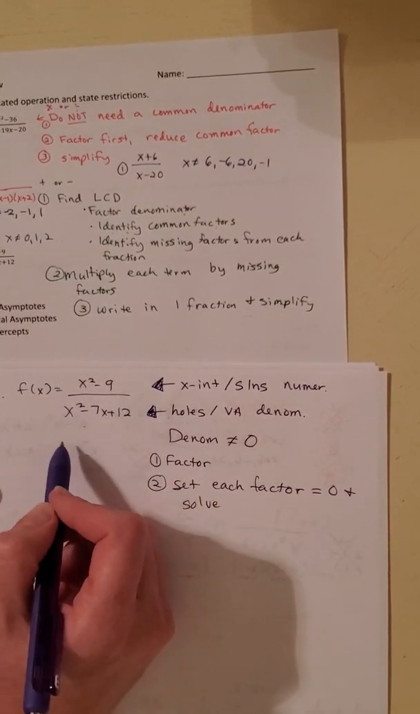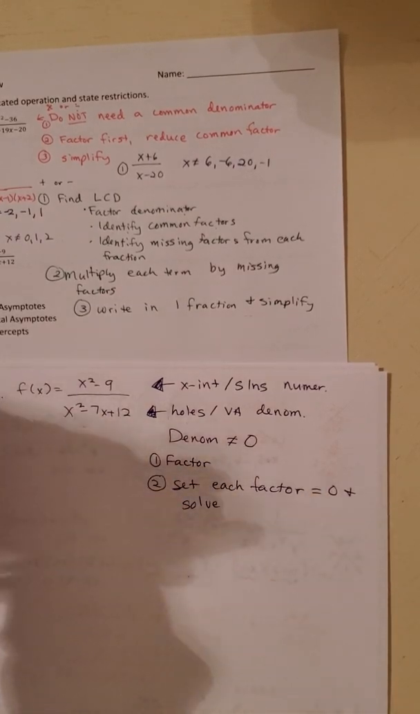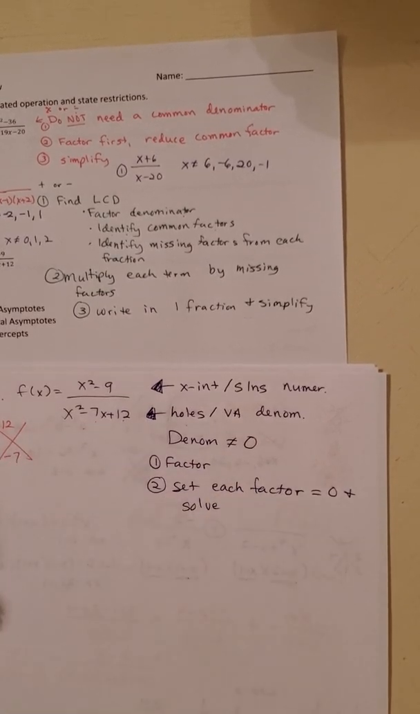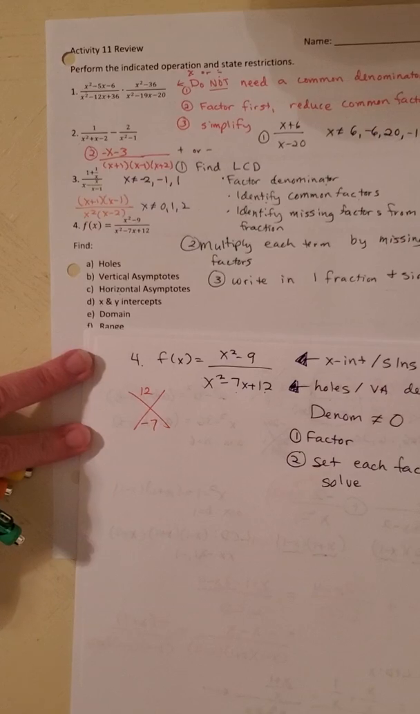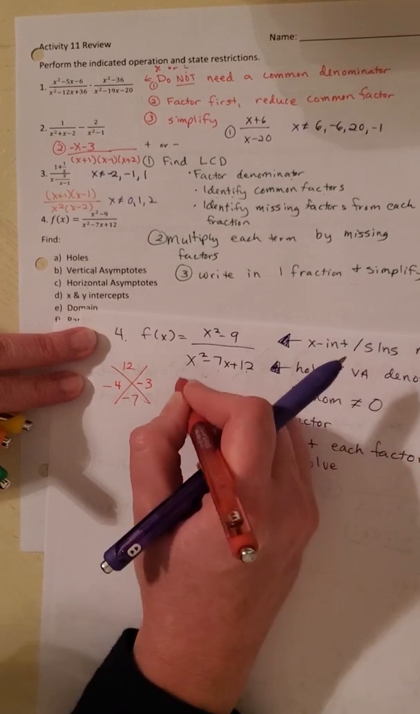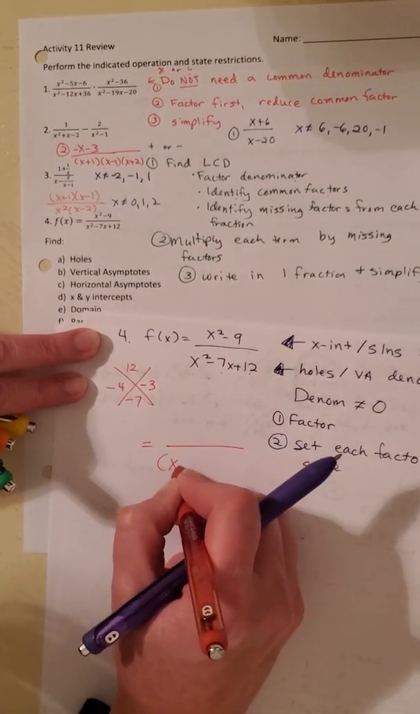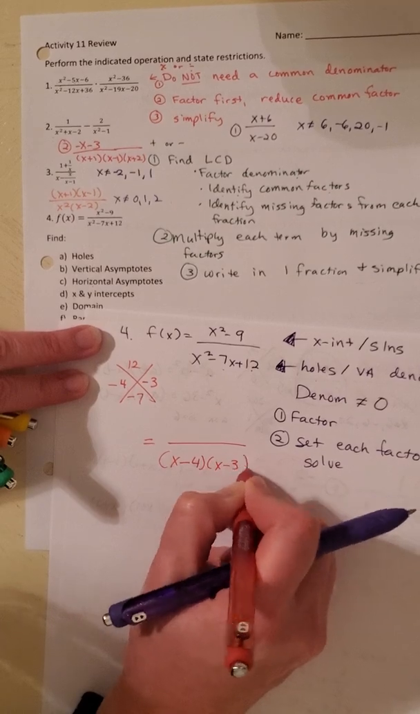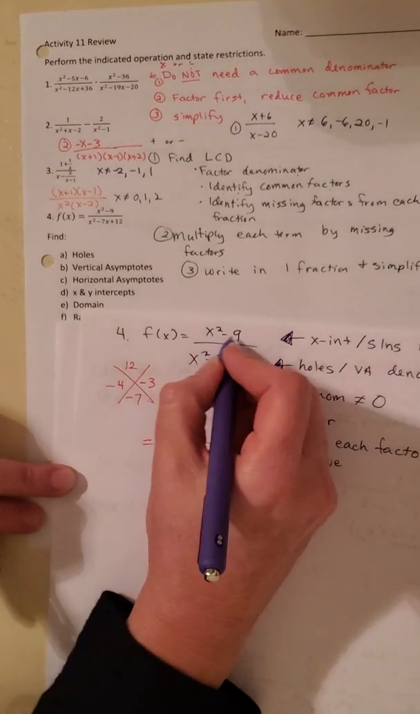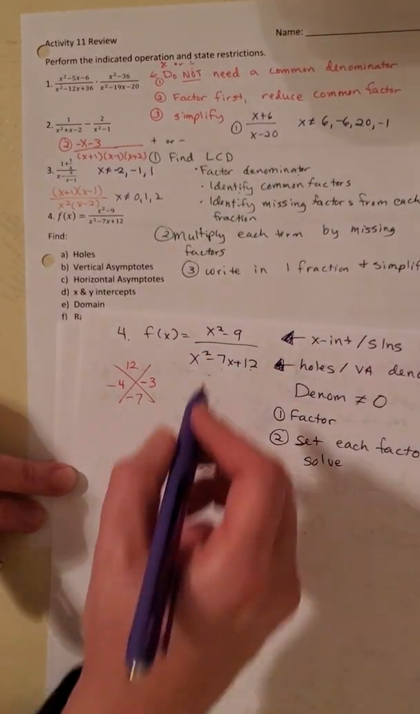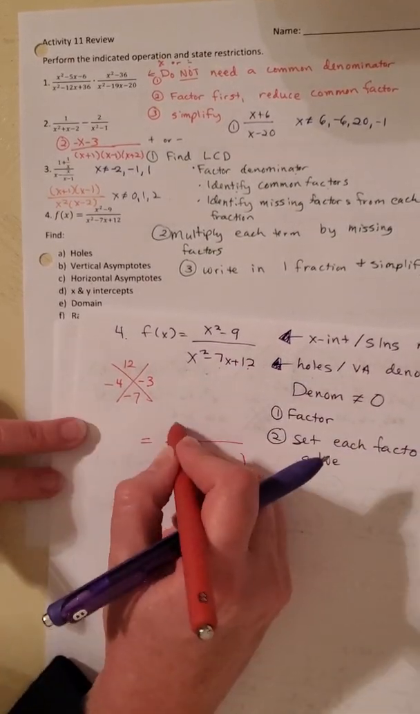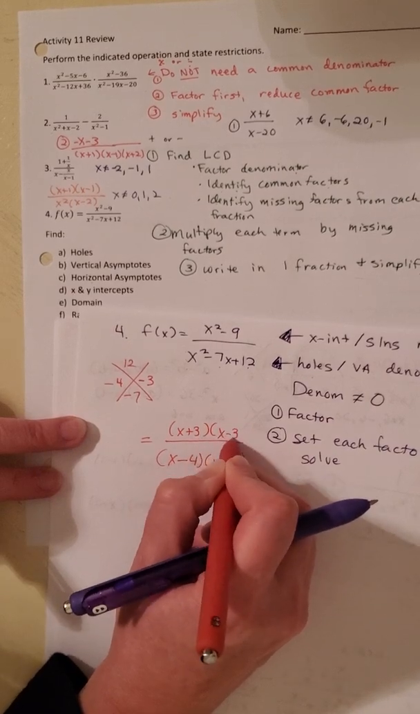All right, so I'm factoring the denominator. I need something that multiplies to 12 and adds to -7. And so the two numbers that multiply to 12 and add to -7 are -4 and -3. So this factors as x minus 4, x minus 3. While I'm at it, I'm going to go ahead and factor the numerator since I'm rewriting it anyway. So to factor this numerator, remember it's a difference of squares. So that factors as x plus 3, x minus 3.